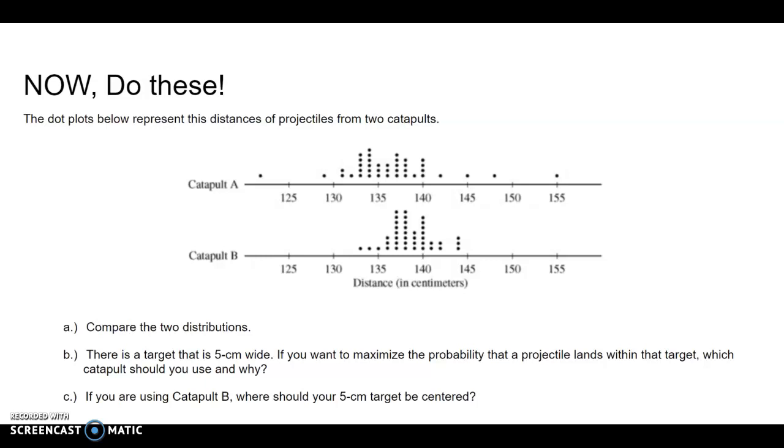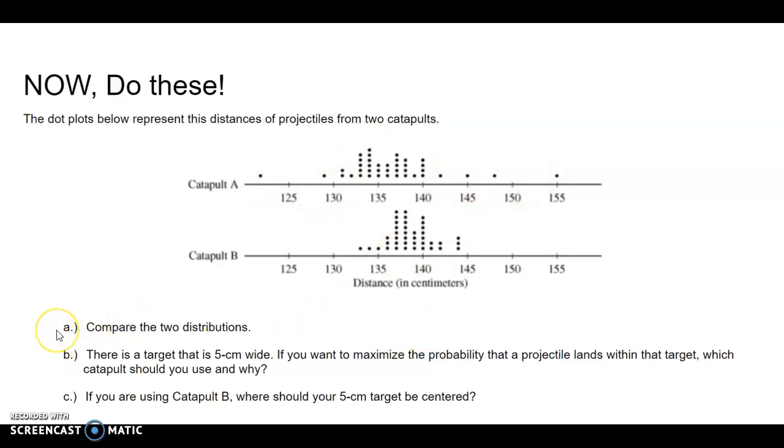So it says the dot plots below represent the distance of projectiles from two catapults. So there are the two catapults, A and B. So you should compare them, making sure that you include the word catapult, and talk about the spread. This one is larger than this one. Talk about the center. I think this center looks greater than this center. Talk about the shape. What do you see for shape? And then talk about unusual features. So that's what you're doing for A.